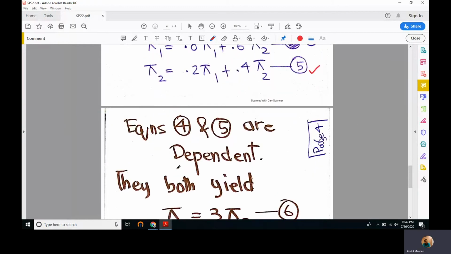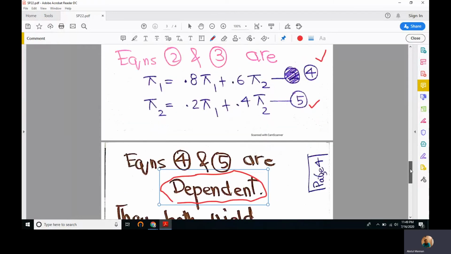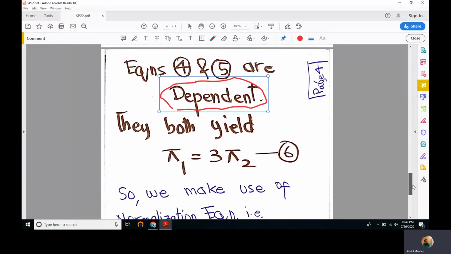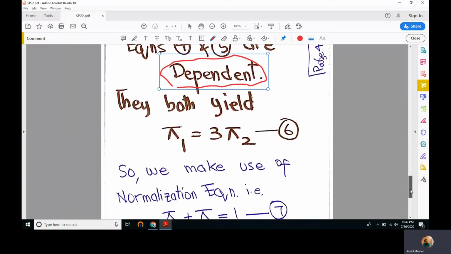Why? Because they are not independent equations. For simultaneous equations, if you want to find the values of two variables, the two equations should be independent. But unfortunately, they are dependent. Therefore, we reach the same result, pi 1 equals 3 pi 2, and we are still not able to find the values of pi 1 and pi 2. So what should we do then?